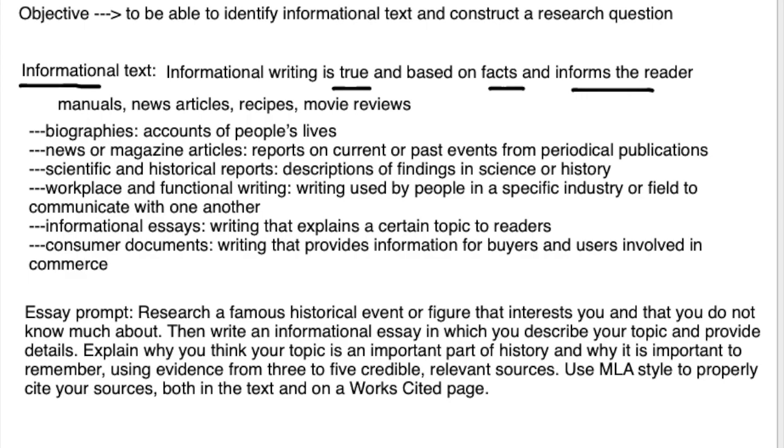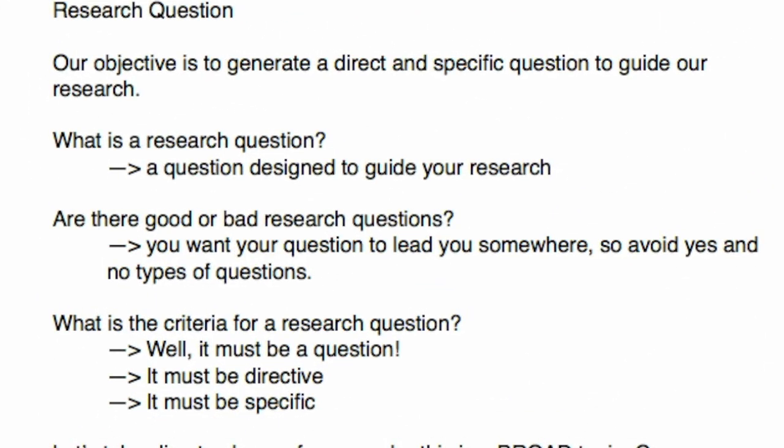So what we're going to do next is spend some time talking about how to develop that research question. Welcome to our async session for this week. Today we're going to be talking about research questions. Our objective is to generate a direct, specific question to guide our research.